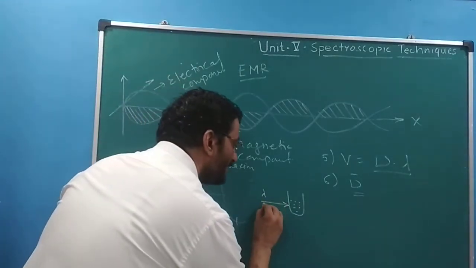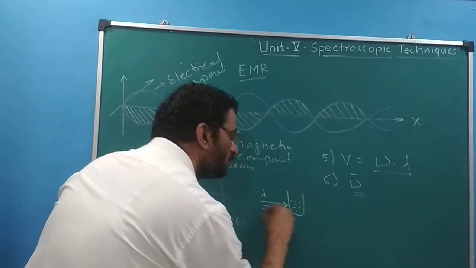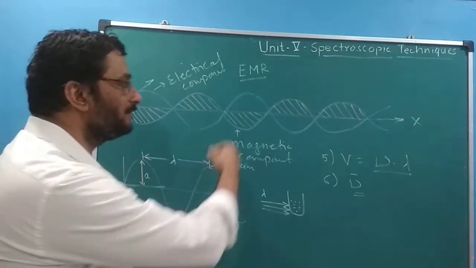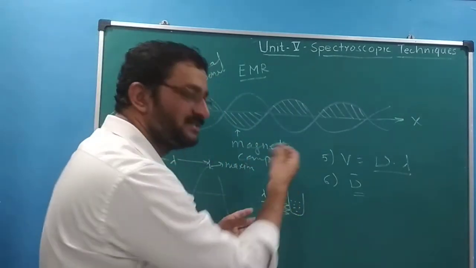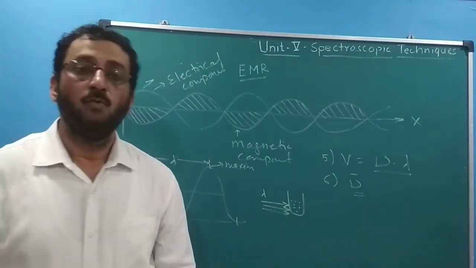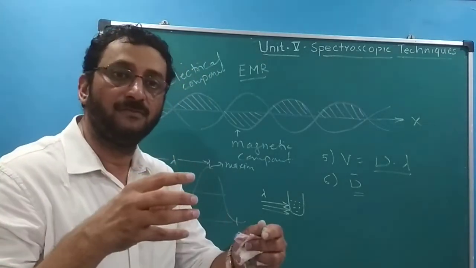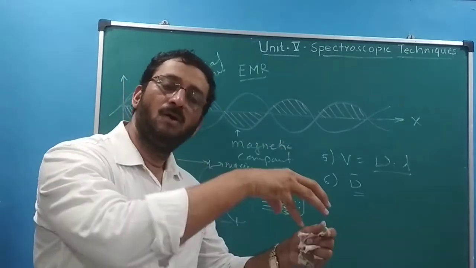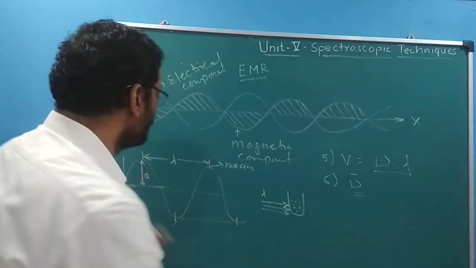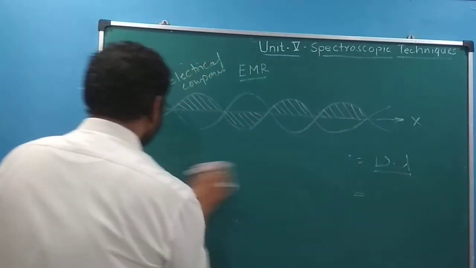So certain radiations we are allowing to interact. In these methods, this is recorded: what is the interaction of different types of light with the sample? Okay, so suppose, let us take one simple case.